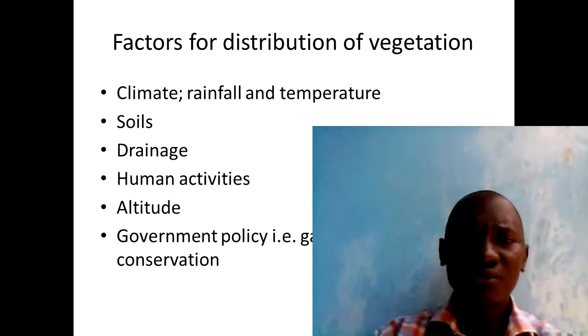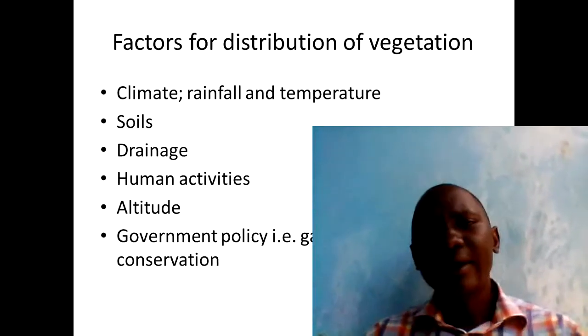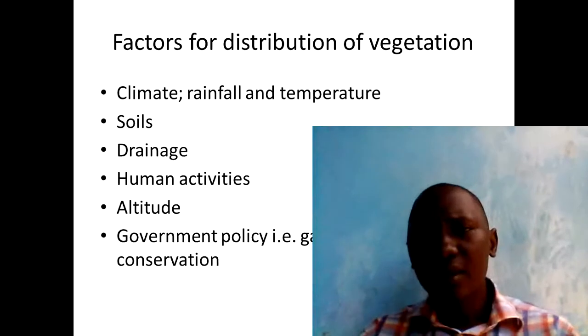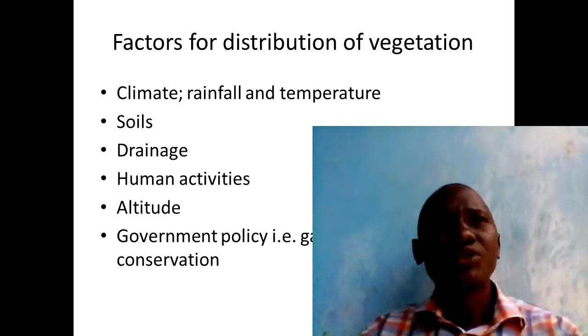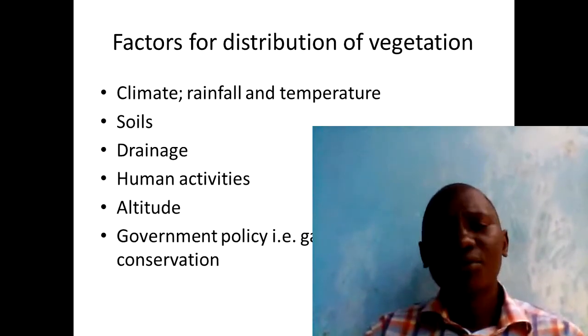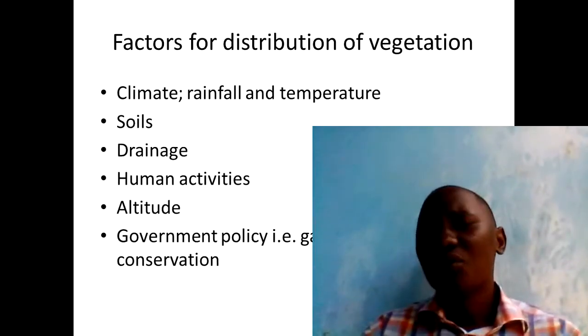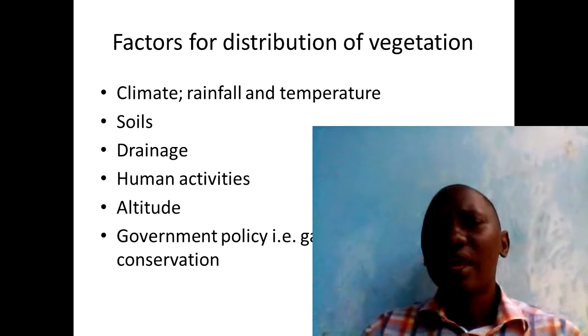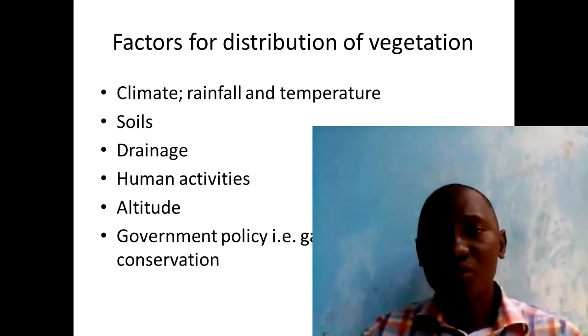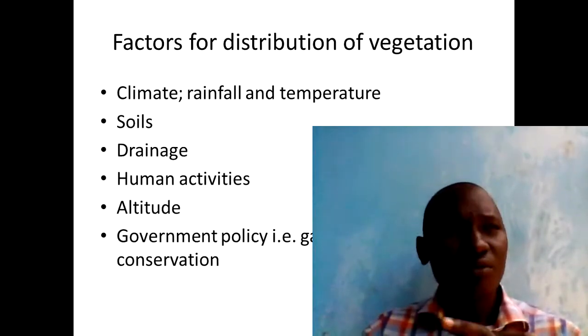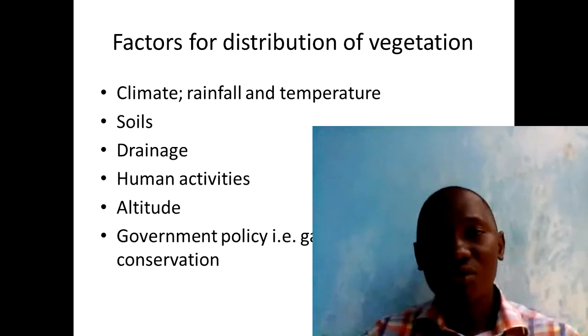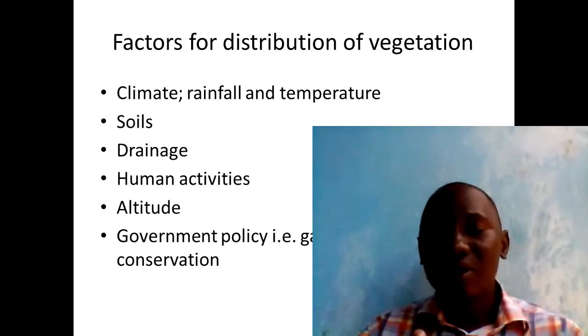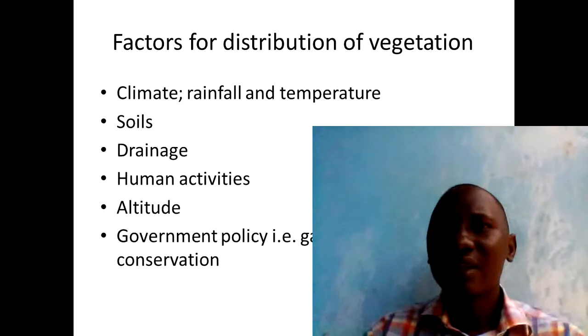Then we have activities of man, human activities. Man is both destructive and constructive. Man can affect vegetation distribution through his activities of afforestation. Man has planted a lot of trees. We have a lot of planted vegetation. I don't want you to call it artificial because we don't have artificial vegetation. All vegetation that is growing out of the soil is natural vegetation. But we can differentiate that this is naturally occurring, this is planted.